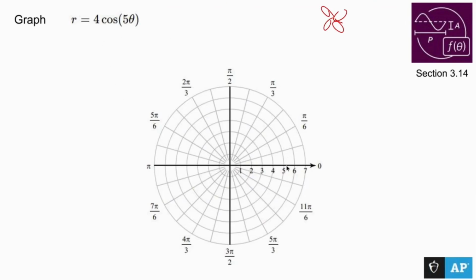Okay, since this is cosine, we begin on the positive x-axis right there. Now I need to make 4 other dots around here that are 1/5 of the way through each and every time. So my next petal is going to be 1/5 of a whole circle, so 1/5 of 2 pi. And then the next one will be 2/5 of 2 pi, then 3/5 of 2 pi, and then 4/5 of 2 pi.